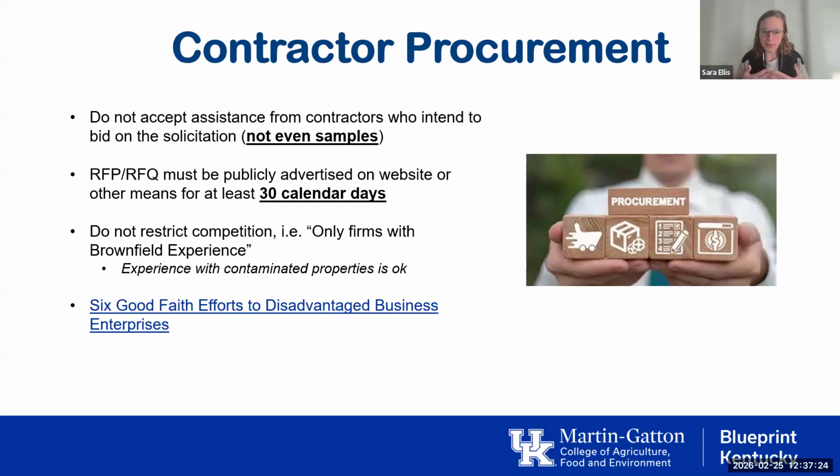And then finally, EPA does ask that you make six good faith efforts to reach disadvantaged businesses. Those are typically your minority and women-owned businesses, and they have more information on their website about what exactly that looks like, and I have a link in there. So I just direct you to that one for more details. And that's also something that NGIT can assist you with if you have more questions.